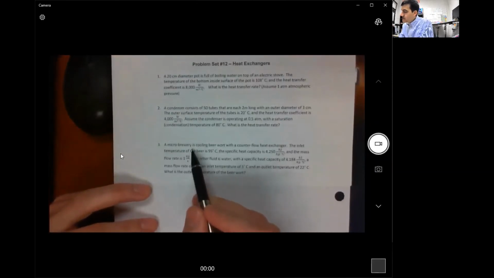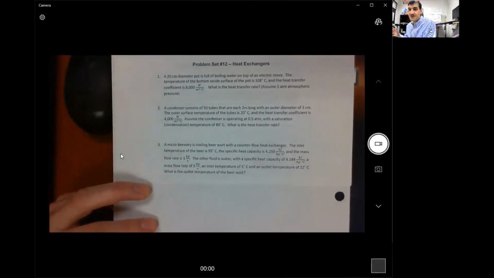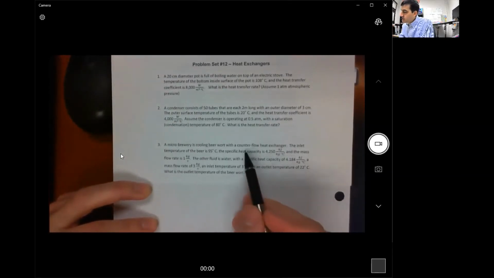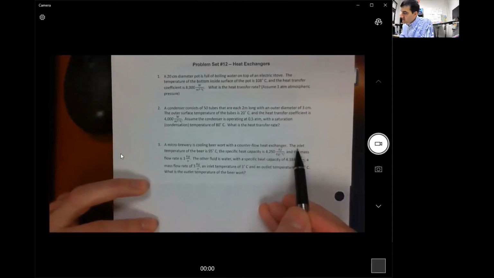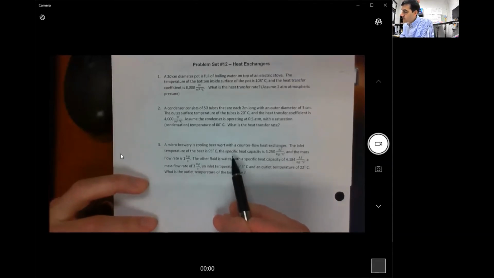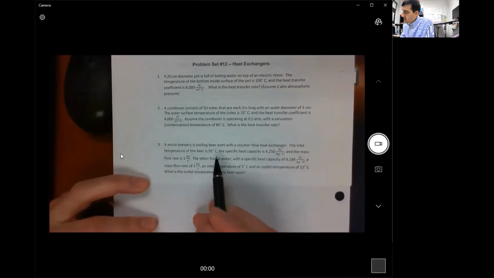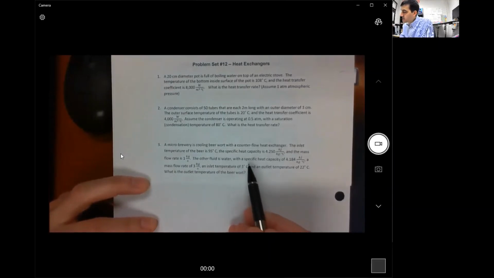So we've got this microbrewery, and it's cooling the beer wort. That's the name for beer before it's actually fermented into beer. And we're using a counterflow heat exchanger. We're given the inlet temperature of the beer wort. It's 95 degrees Celsius. We're given the specific heat capacity of the beer wort and the mass flow rate of the beer wort. And the other fluid that we're using to cool down the beer wort is water with a given specific heat capacity and a mass flow rate, and an inlet temperature and the outlet temperature are both given. Inlet temperature is 3 degrees Celsius, outlet temperature is 22 degrees Celsius.